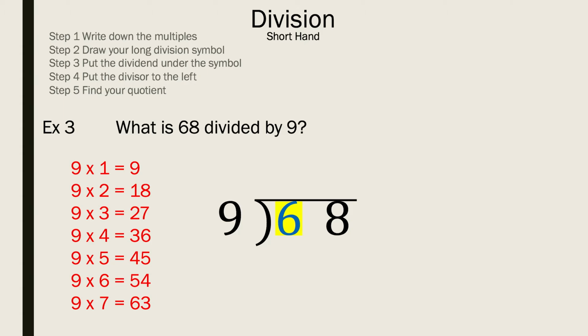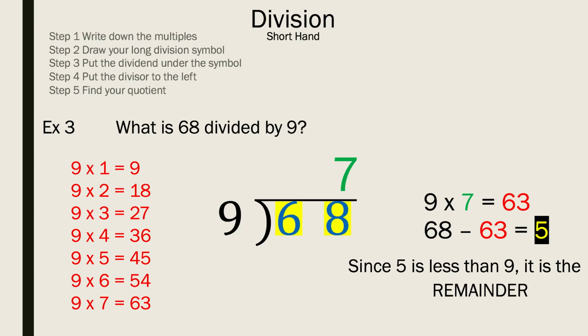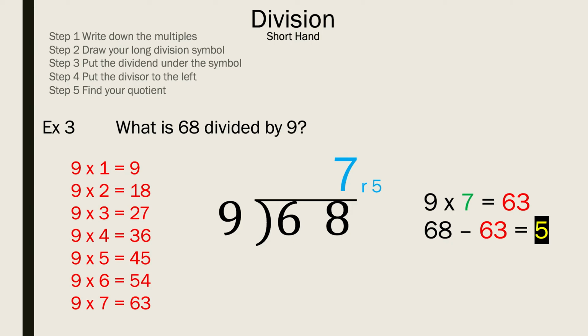We have to look at 6. Since there's no multiple of 9 in 6, we have to take a look at 68. Now we can take a look at 7. So 9 times 7 is 63. So we do 68 minus 63, which is 5. And since 5 is less than 9, it is the remainder. And my final answer is 7, remainder 5.